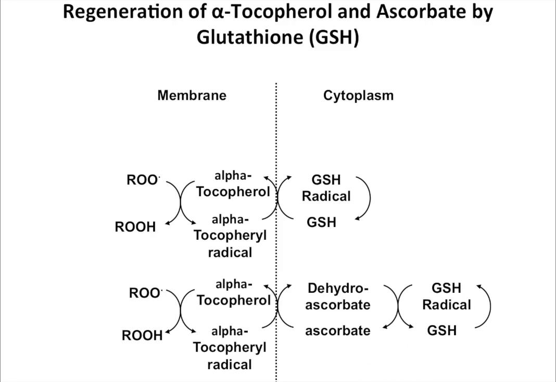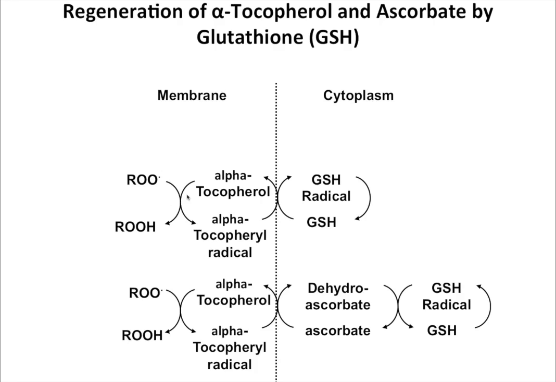Glutathione, we'll talk, ascorbic acid and glutathione are really important because they can regenerate alpha tocopherol. And this shows diagrammatically how this works. If you could imagine that this portion of the slide that you see now on the left is the membrane area, and the portion on the right is the cytoplasm. So this is aqueous on the right, this is lipid soluble on the left.